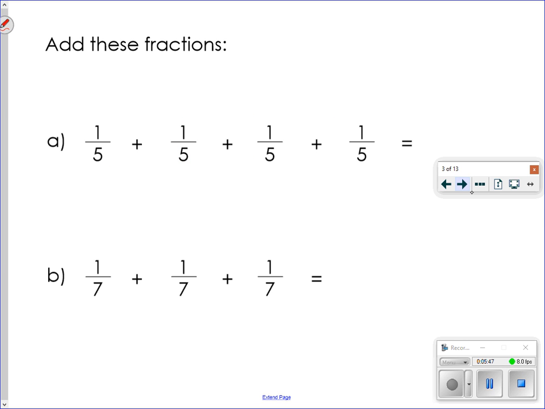So let's add these fractions then. 1/5 plus 1/5 plus 1/5 plus 1/5. Well, how many fifths is that? It's 4 of them, isn't it? Okay, what about 1/7 plus 1/7 plus 1/7? How many sevenths is that? Well, it's 3/7, isn't it?